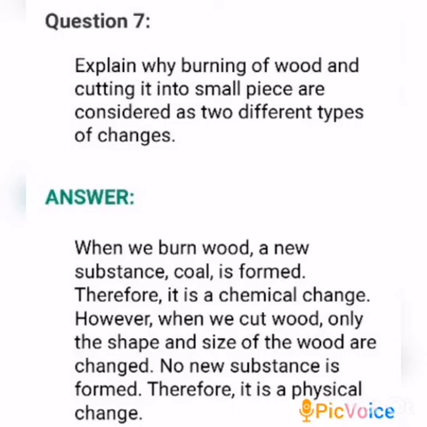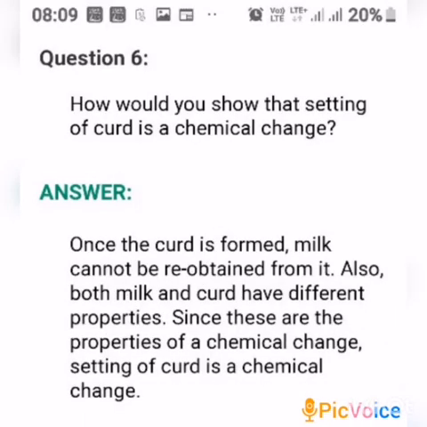Do you understand the question, children? Cutting and burning of wood are two different types of changes. In the cutting of wood, there is a change only in the size and shape of the wood. There is no change in the property of the wood. But in the case of burning of wood, it gives out smoke. Isn't it? Yes. They produce a new product. So, the burning of wood is a chemical change and cutting of wood is a physical change. Write the next question, children.